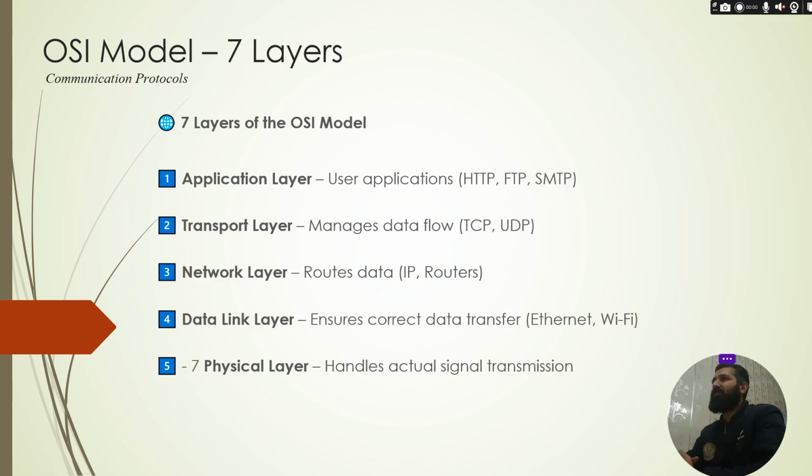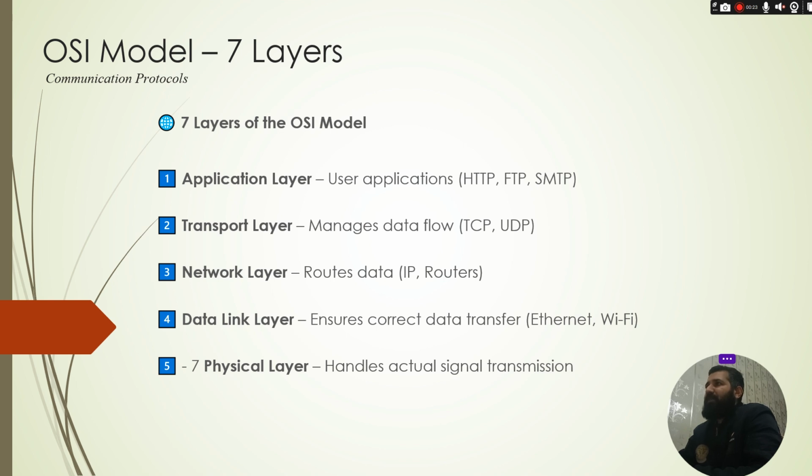Let's talk about the 7 layers of the OSI model. First of all, OSI stands for Open Systems Interconnection model. The OSI model consists of 7 layers, each handling a specific aspect of data transmission. Let's break them down with a real world example: a web server sending information to a user's browser.